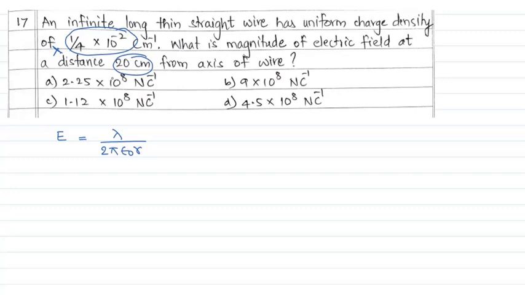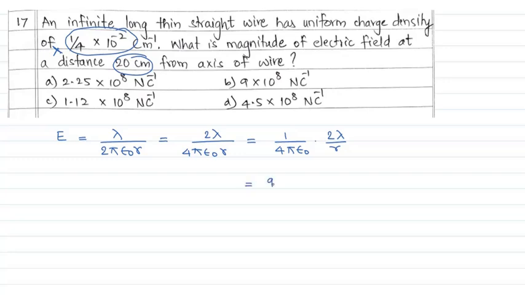So r is given, lambda is given. I will modify this one. I will write it as 2 lambda divided by 4 pi epsilon naught into r, so that it will be easy to simplify. So this I will write as 1 by 4 pi epsilon naught into 2 lambda divided by r. Now substitute the values.